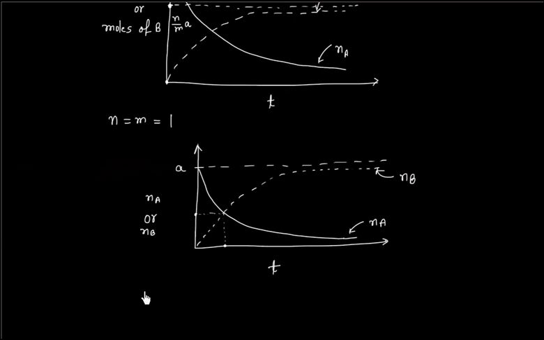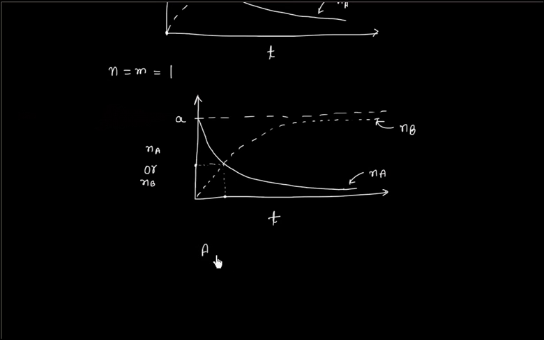So this lecture illustrates rate of decomposition and rate of production. So this is production and this is decomposition. So for A we have the case of decomposition, and for B we have the case of production.